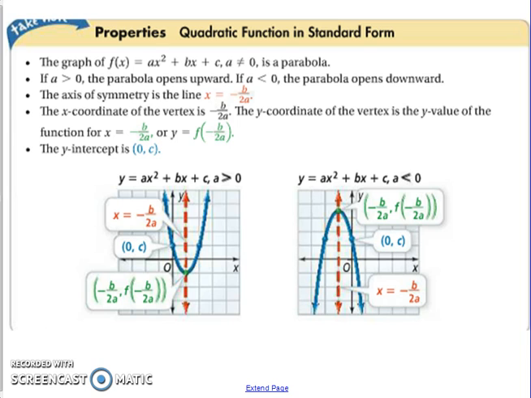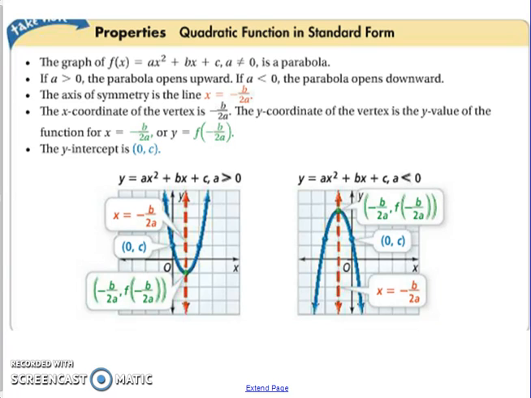Here is a list of some of the properties of a quadratic function. The first bullet point is that the graph is a parabola. Now if the a value, which is the leading coefficient, what's in front of our x squared, is greater than 0, so if it's a positive number, the parabola opens upward. What I like to say is if you're positive, you smile. So it's going to open up like a smile. If a is less than 0, so if you have a negative in front, it's going to open down. If you're a negative person, you're going to frown. So smile is positive, a frown is negative.